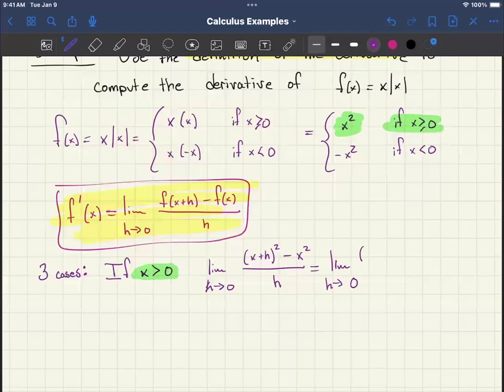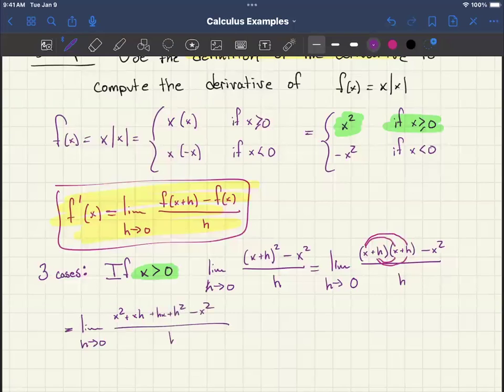So this is going to give us, and I'm going to write this out in two steps just so that you see, as you get more comfortable with this, you can go ahead and do it in one step because it's very quick and easy. The thing is, you have to remember the interior stuff when you multiply this out, and that is what most students forget. So we're going to get the limit as h goes to 0 of x squared plus xh plus hx plus h squared minus x squared over h.